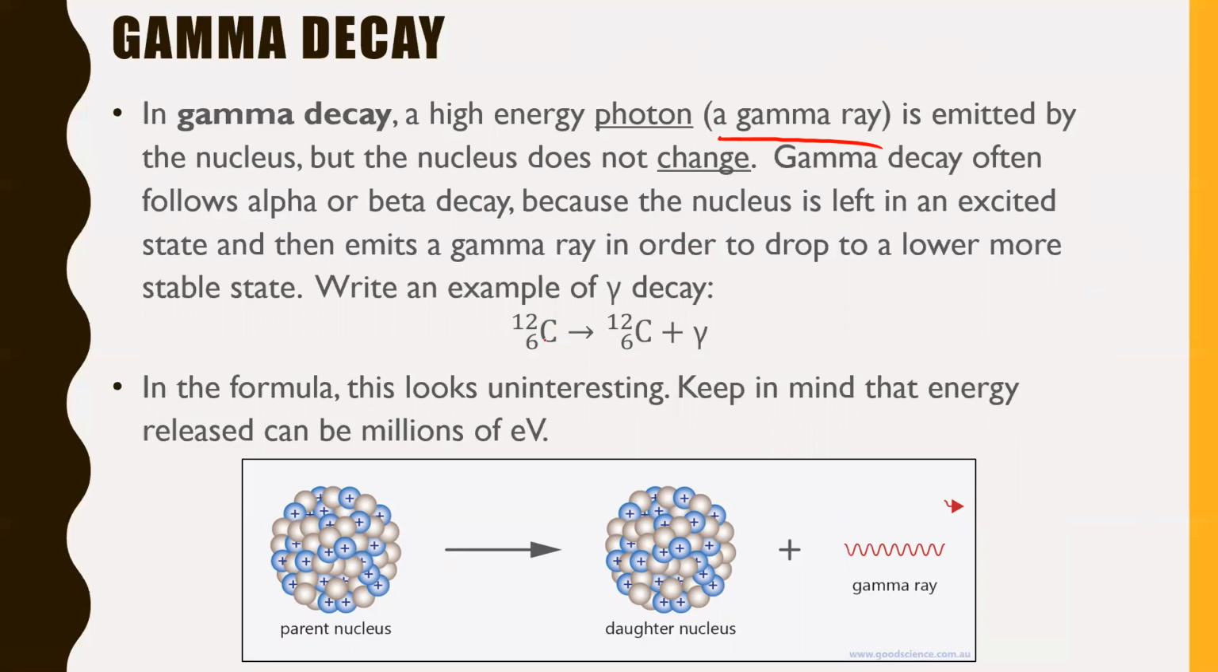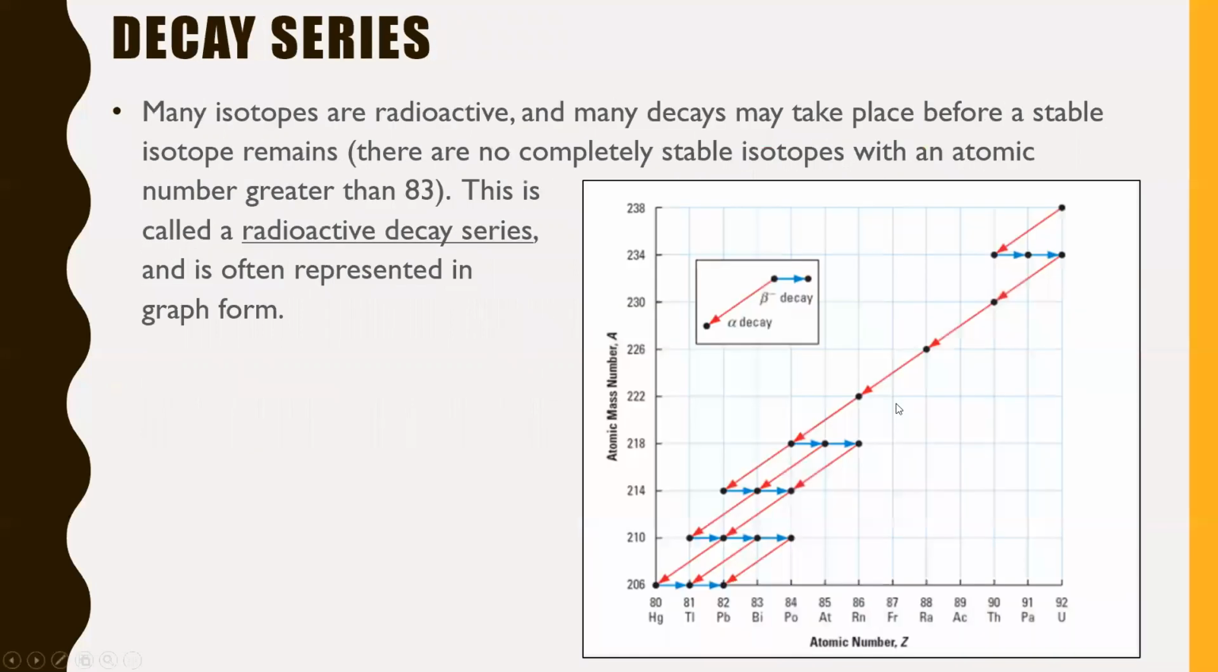So an example is if you had carbon-12, it's going to become carbon-12, but release the gamma ray. In other words, this carbon-12 right here is just less excited than this one. It had less energy in it than the original parent nucleus. Again, in the formula, it looks very uninteresting. Keep in mind, however, that the amount of energy that can be released through this process can be millions of electron volts. There's a lot of energy that can be released, especially for the bigger particles that can be released in one of these processes. It's quite incredible, actually.